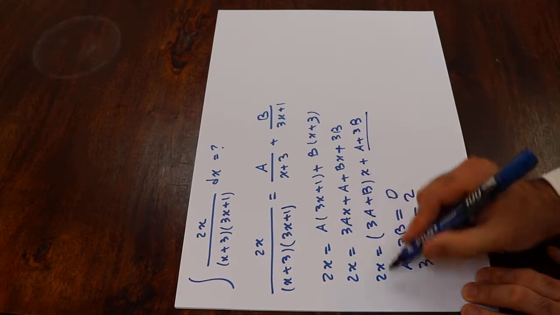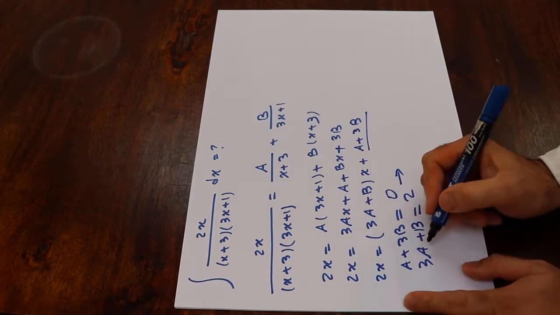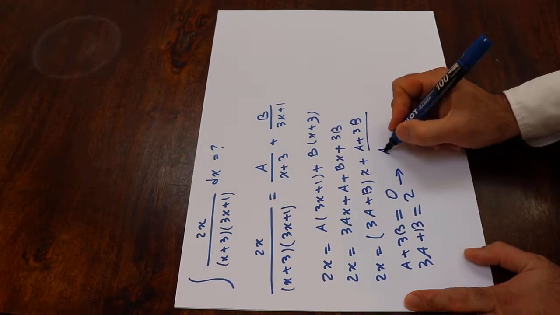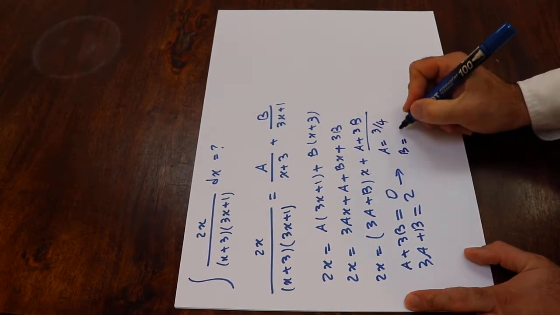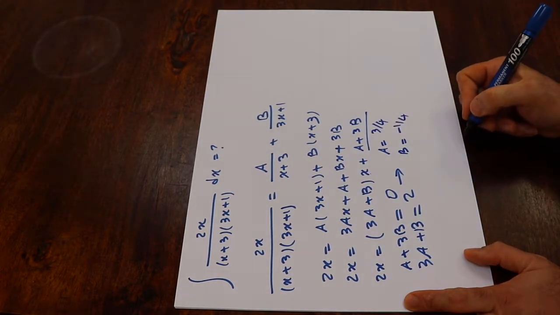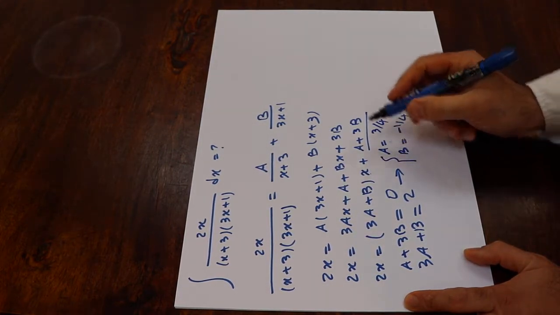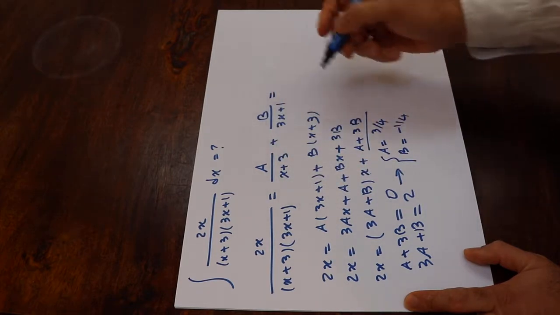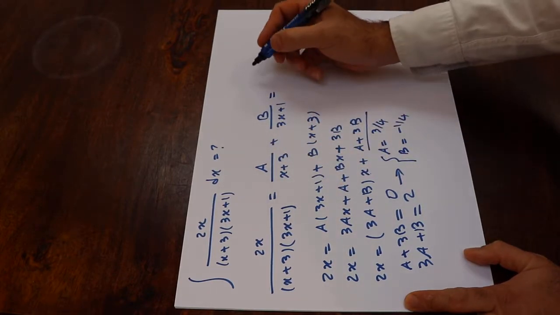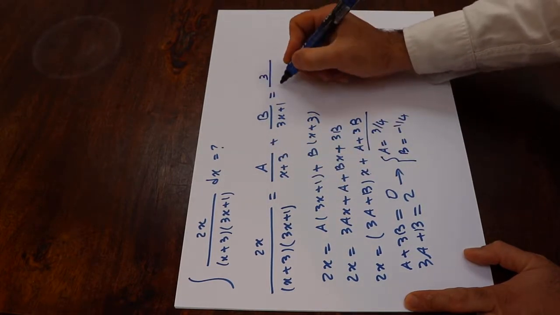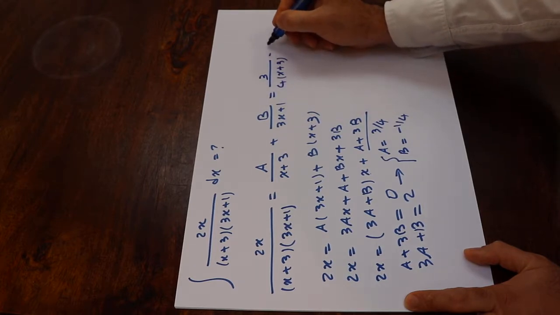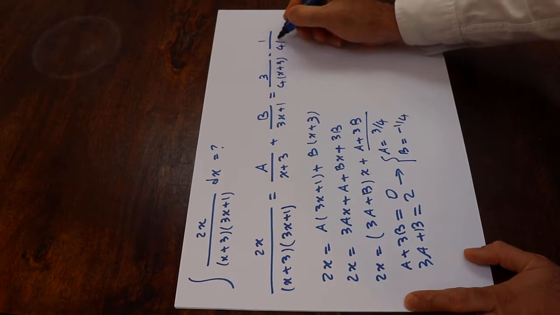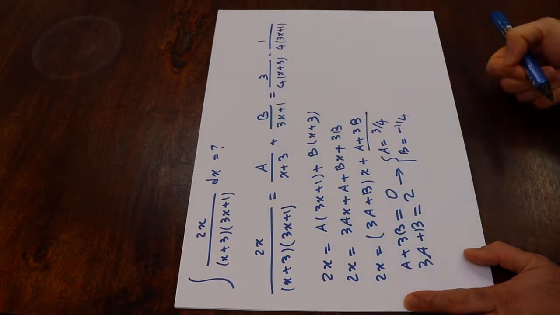That's the coefficient of x. If you solve these equations, you'll get A equal to 3 divided by 4 and B equal to minus 1 divided by 4. Now you should substitute these two values into this equation. Therefore the first term will be 3 divided by 4 times (x plus 3) minus 1 divided by 4 times (3x plus 1), since B is minus 1 divided by 4.